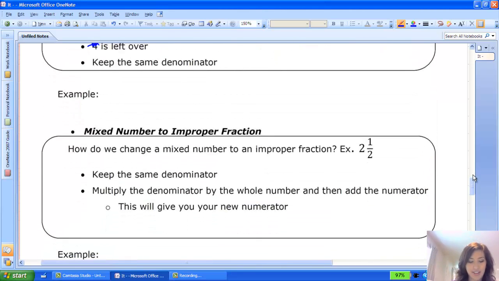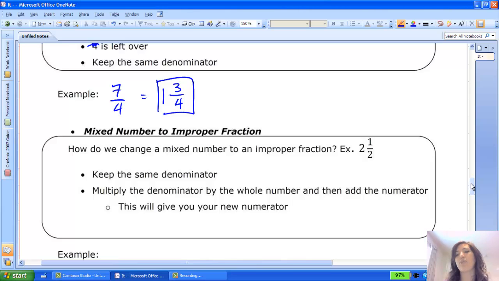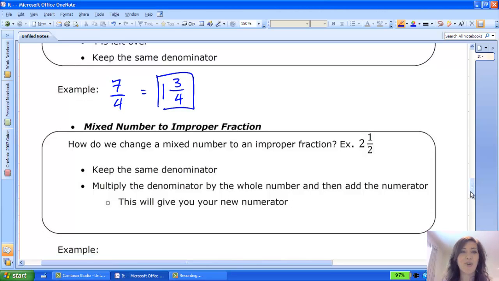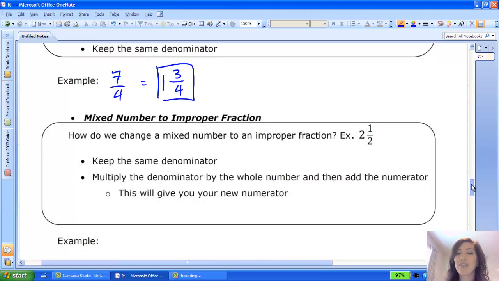Let's try another example real quick. We have 7/4. 4 goes into 7 1 time, because 4 times 2 is 8. So 4, and then we have 5, 6, 7, 3 left over. Keep the denominator the same. I like to box my answers so we can see it really clearly. So the 7/4 as a mixed number is 1 3/4.